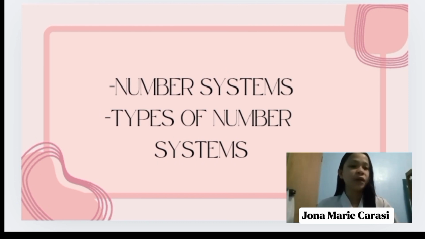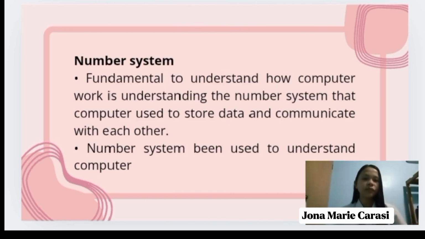Good day everyone, I am Jona Carasi, and I will be discussing the number system and the types of number system. The number system is fundamental to understanding how computers work. Understanding the number systems that computers use to store data and communicate with each other helps us understand computers.